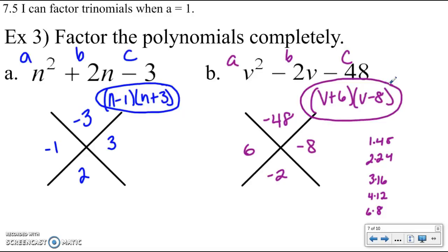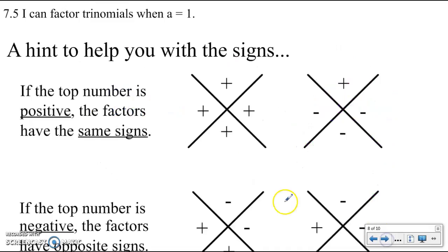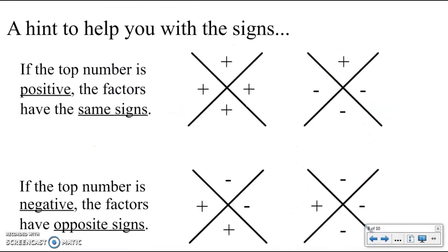So that is the process for what you are doing today. There are 2 places where students get stuck. First, they struggle to find their factors. So if you need to, you can get a multiplication table to just get yourself going. And then the second is with the signs. So on the next slide, there's a little hint here to help you out.